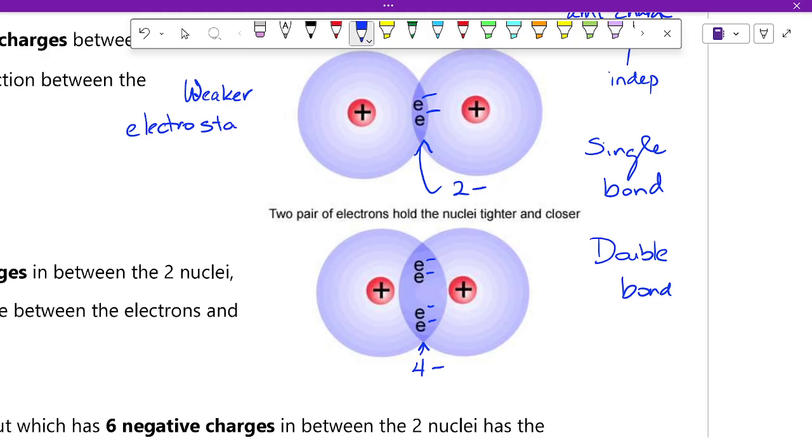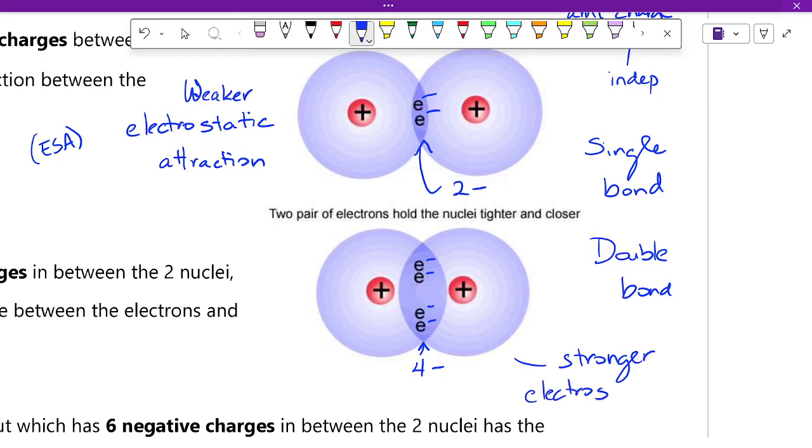And if you're tired of writing electrostatic attraction, you can just write ESA. That's not a common abbreviation, but we're going to use it because I know it's tiring writing things. And this one down here has a stronger electrostatic attraction.